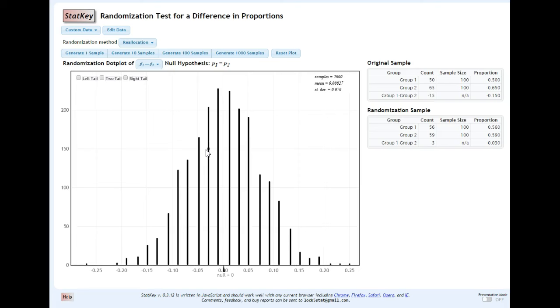When you're doing your hypothesis test, you will want to choose your left or right tail based on which one you predict to be larger, p1 or p2. And let's say we expect it to be a right tail test. You would adjust this number down here to the original proportion difference. So hopefully your proportion is set up as group 1 minus group 2. That way it will match StatKey.